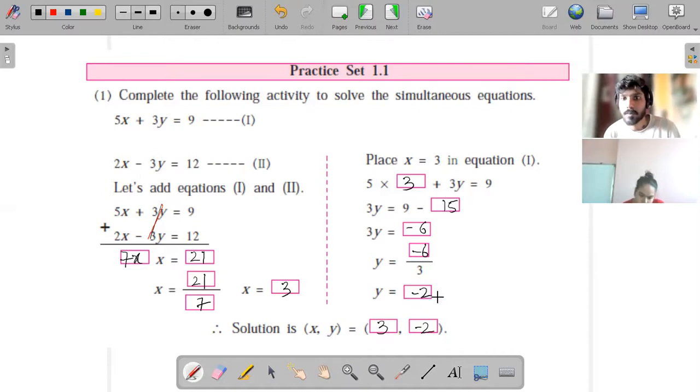Okay, correct. 3 comma minus 2. This is clear? Yes. Okay.